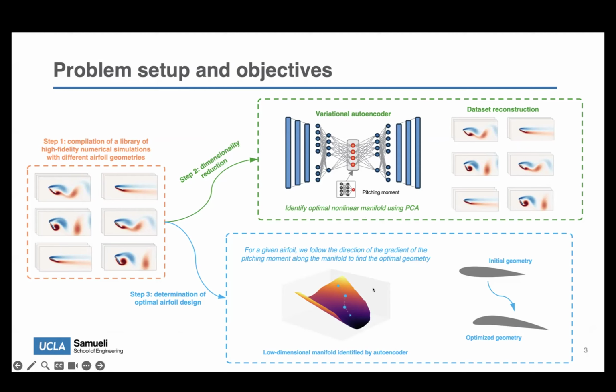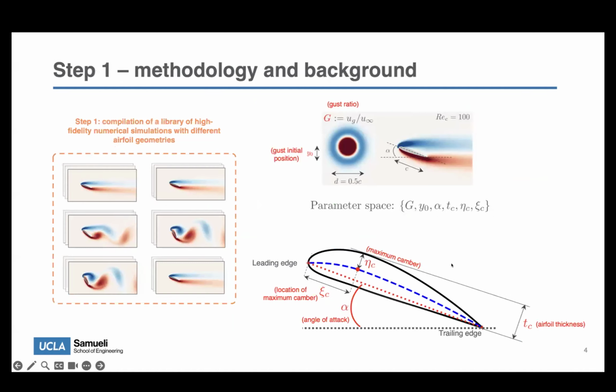Once we have this manifold, for one initial condition, we can use some sort of gradient-based optimization method so that traveling through this manifold, we can find the optimal geometry. The idea is that we would start with an initial geometry like this and find an optimized geometry. So to us, what we're trying to do is, like I said, find these optimal airfoils that can mitigate the effect of the gust. And for step 1, I started last summer, so we're still finishing up step 1.